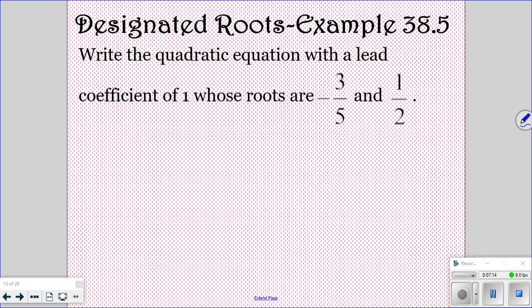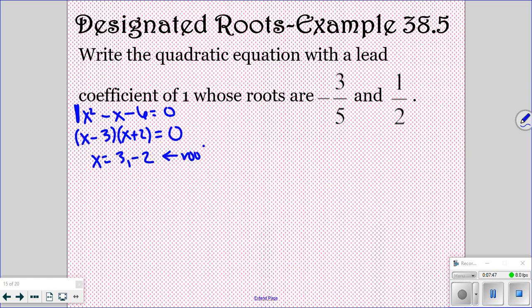Now we're going to look at designated roots. We're going to write the quadratic equation with a lead coefficient of 1 whose roots are -3/5 and 1/2. So before we get here, I'm going to start with this, which would be x squared minus x minus 6. That's a quadratic equation. The lead coefficient is 1. And if I solved it, x would equal 3 and -2. And these are the roots.